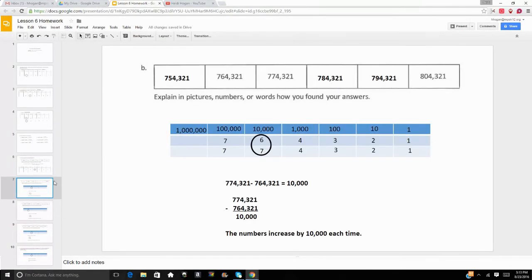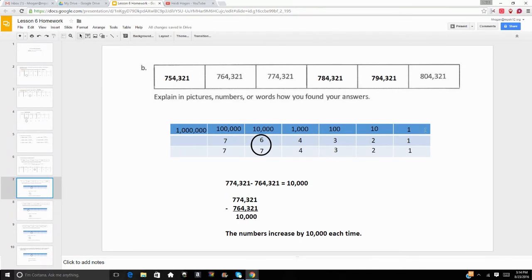Okay? The same here. If we look at these numbers, we can see that they all have 700,000, 700,000, oh, 800,000, 60,000, up 70,000. So we can know that it's changing in the 10,000s place. So 764,000, 774,000, 784,000, 794,000, and then 804. And we need to go down to 754.